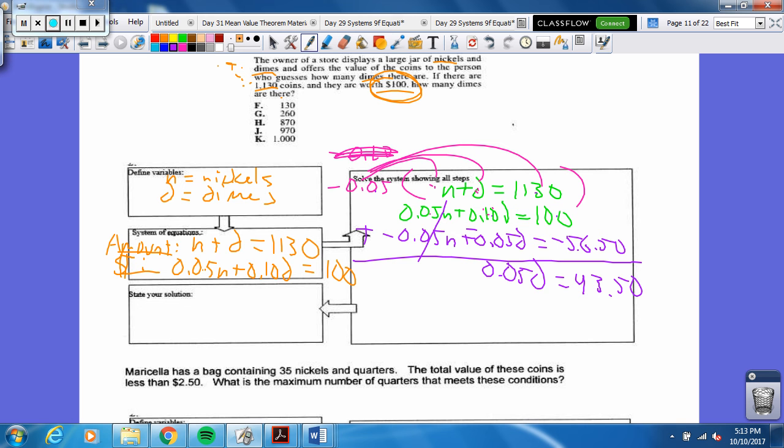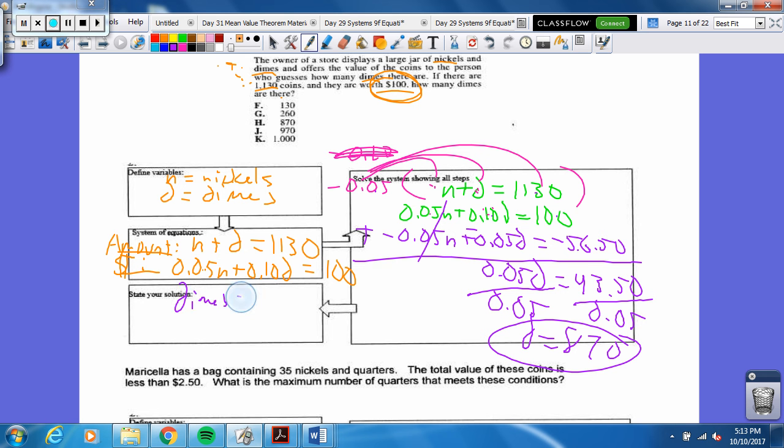You got to handle your money like that. You got to be able to do the problems at the top of your dome. Divide by 0.05, divide by 0.05. Your dimes, D stands for dimes, is 870. There you go. So, dimes, 870 total. So, how many dimes are there? Oh, we already got the answer, H.